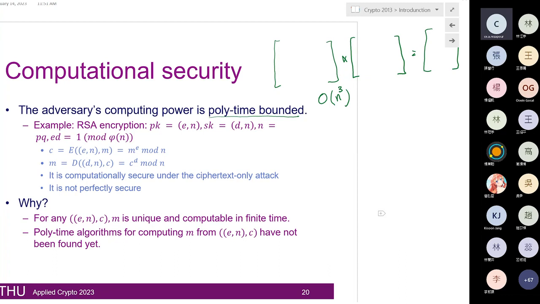Okay, so now we understand the notion of polynomial time bounded. So that is given. We want to exercise this polynomially bounded assumption, and then we see what it has to do with some longer-standing problems such as RSA.